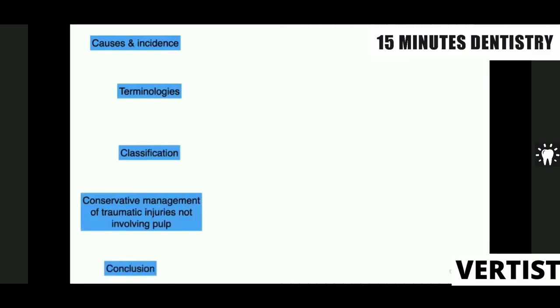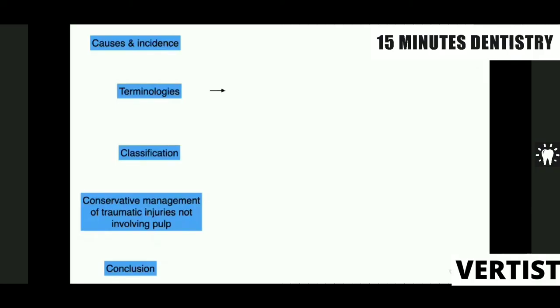Anyway, when you get a question like this: what's the cause, what's the incidence, what's the classification, the terminologies, the management of traumatic injuries, involving pulp, not involving pulp. If it is not involving pulp, it becomes conservative, like before class 3 or type 3. If it is involving, it becomes endodontics. The entire classification will go that side. So you follow one classification. You can follow any, whatever you deem fit. Last is conclusion. Okay, that's how you do it.